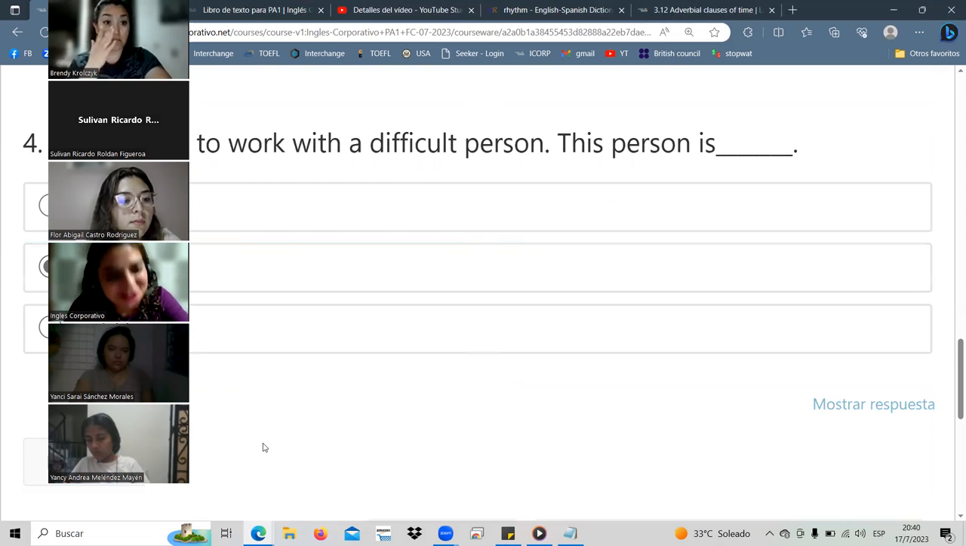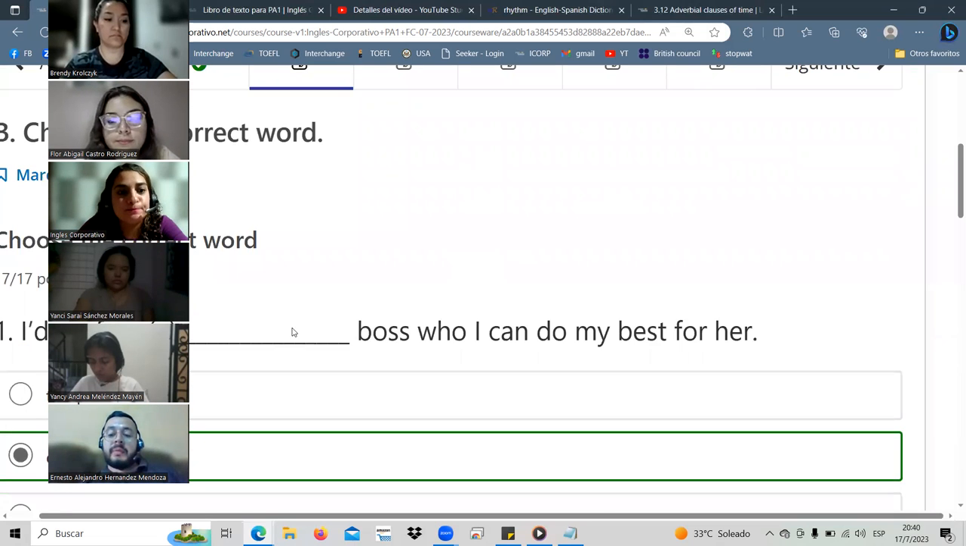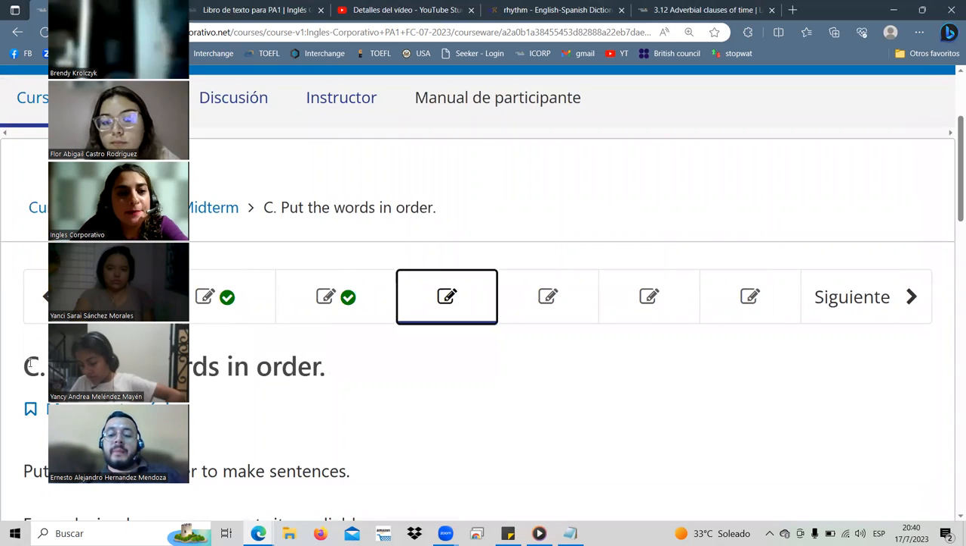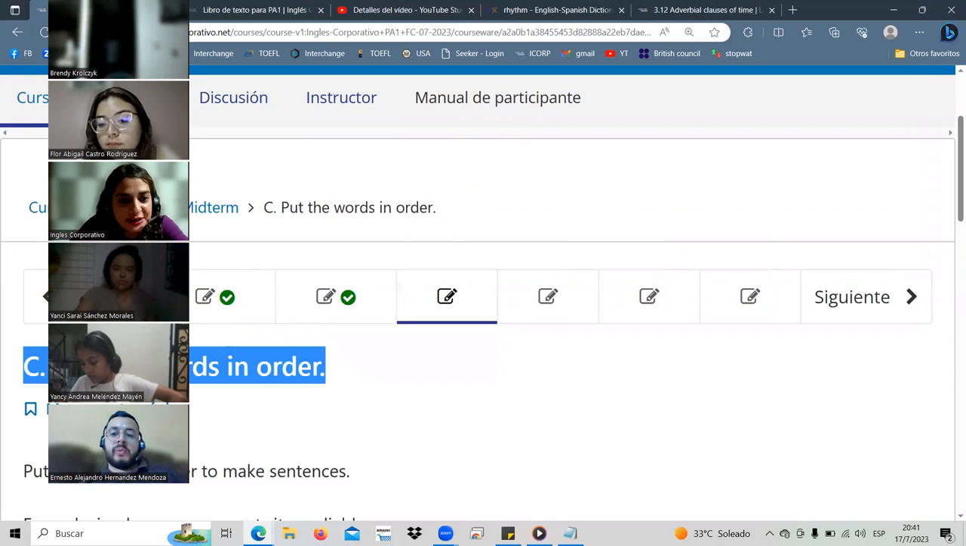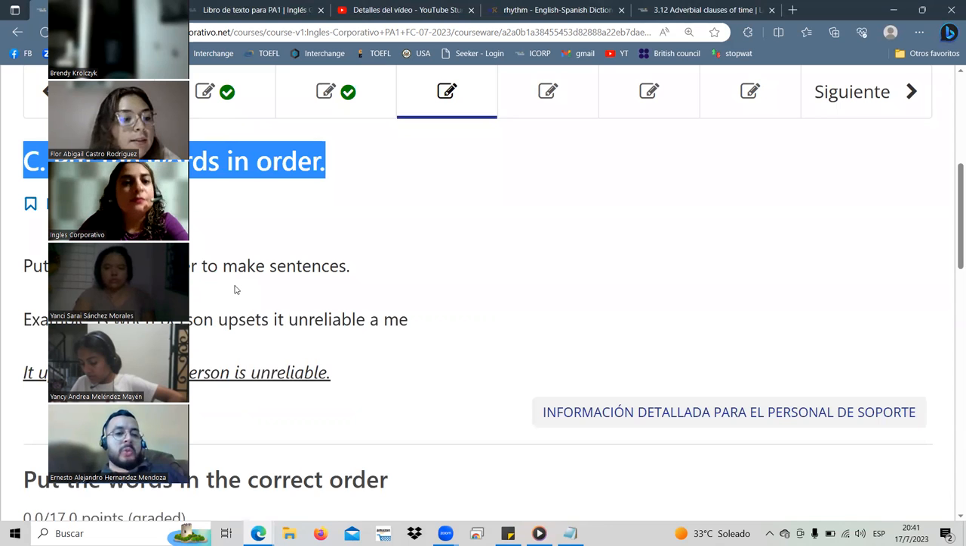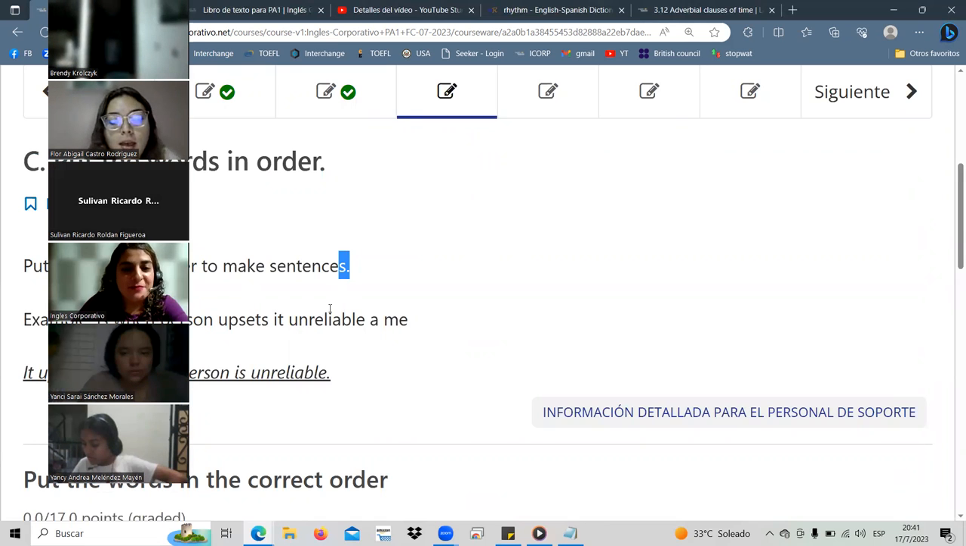Okay. My pleasure. Okay, next, you will help me with instructions on this new letter C. Okay, Flor. Okay. Put the words in order to make sentence. Example is when person upset is unreliable. Unreliable. Okay. It upsets me when a person is unreliable.